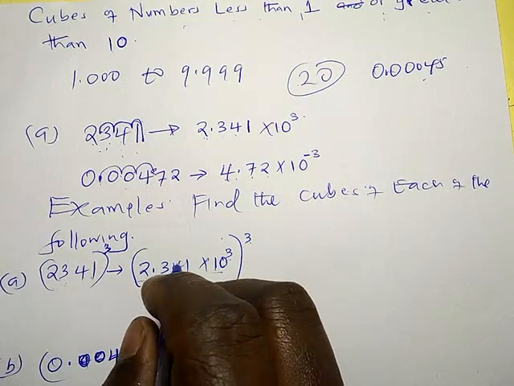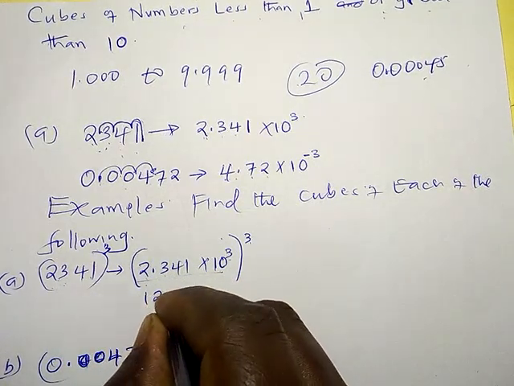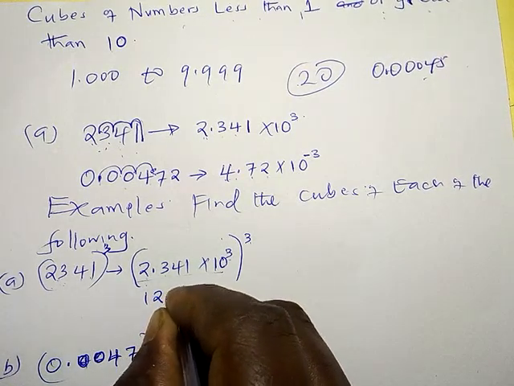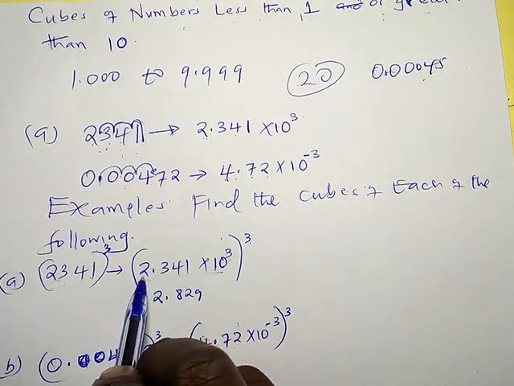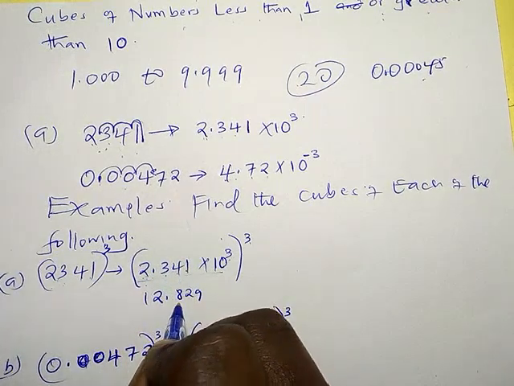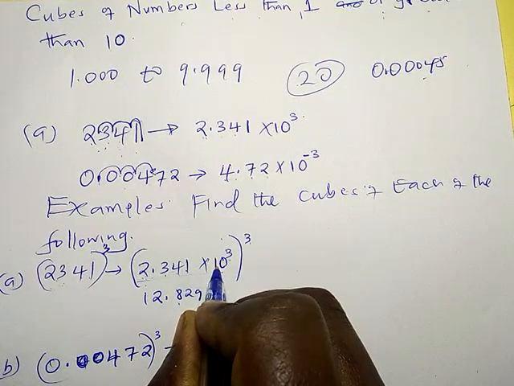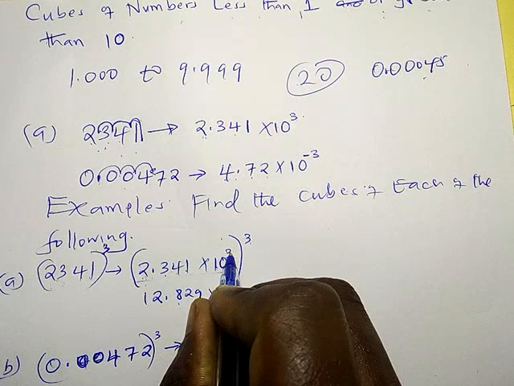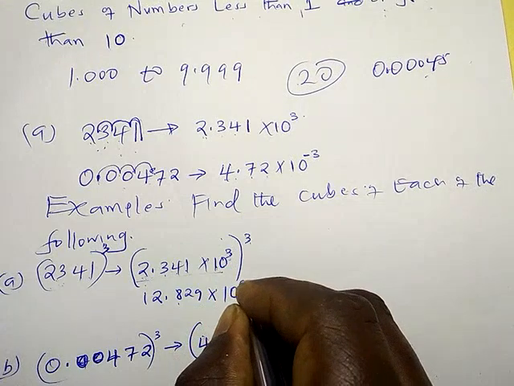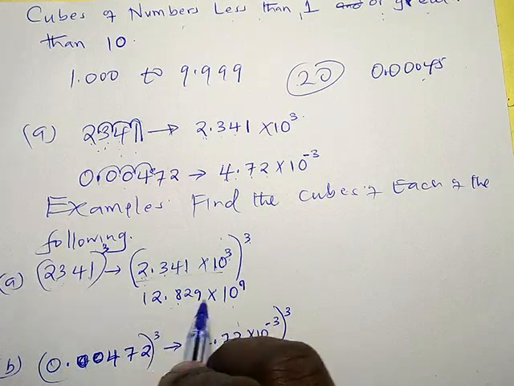Now, once you are there, you read that the cube of this number is 12.829. I have taught you how to get it, so I'm not going to go back here. So the cube of 2.341 is this, times what is the cube of this one? This one is 10 raised to power 3, right? The cube just multiplies this times this. What is that? 10 raised to power 9, right? Therefore, this is the answer, but you cannot leave the answer in this way.